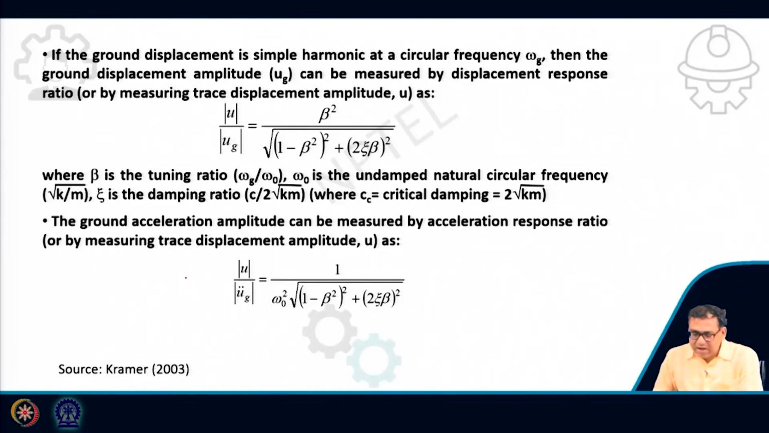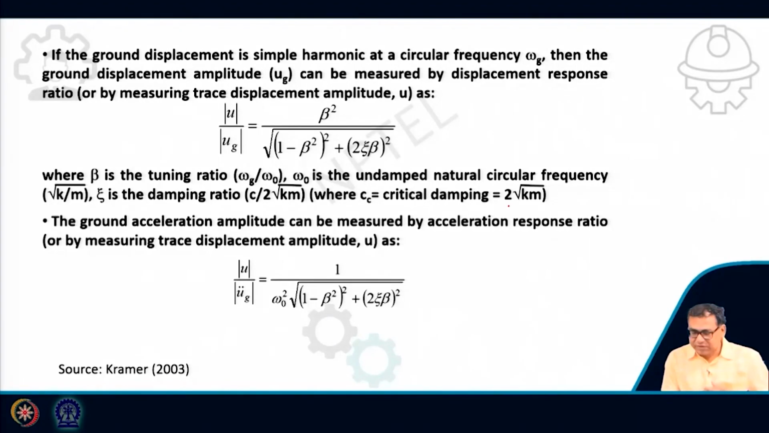Omega 0 is the undamped natural circular frequency that can be determined by root over k by m, and zeta is the damping ratio, which is C by 2 root over Km, where Cc is the critical damping, which is 2 root over Km. Actually, damping ratio is the damping divided by critical damping. So here critical damping is 2 root Km.